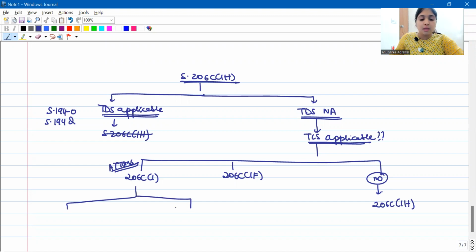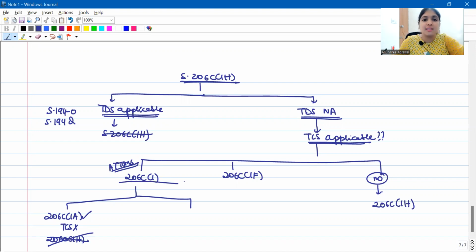Listen, either the buyer might have given the 206C1A declaration. He has given the 206C1A declaration. Now tell me, if he gives the 206C1A declaration, will you collect tax? You will not. I said no TCS at all. So if he has given this declaration, then we would not have collected TCS. You cannot collect TCS neither under 206C1 nor under 206C1H. No TCS section at all will apply. If he gives the declaration, no TCS at all. No 206C1 also, no 206C1H also, no TCS at all.